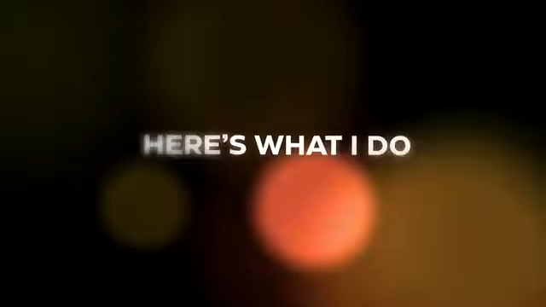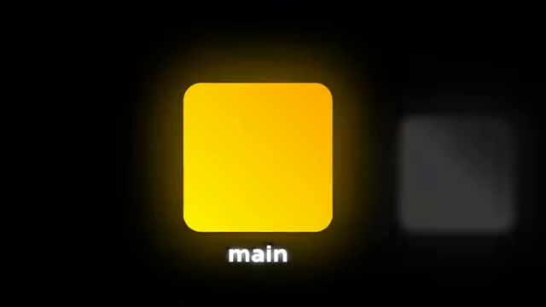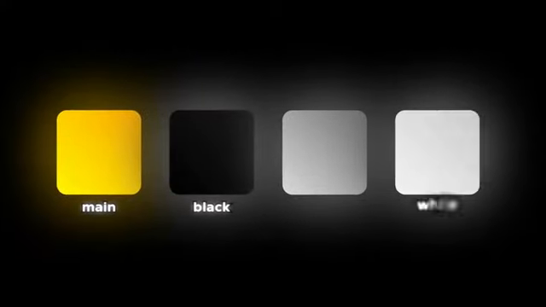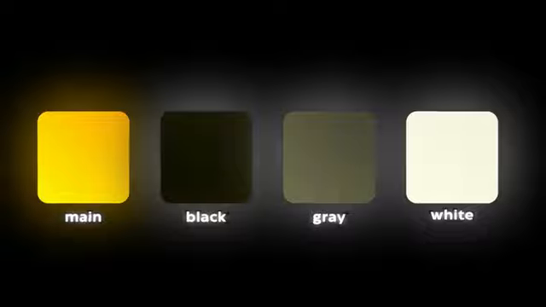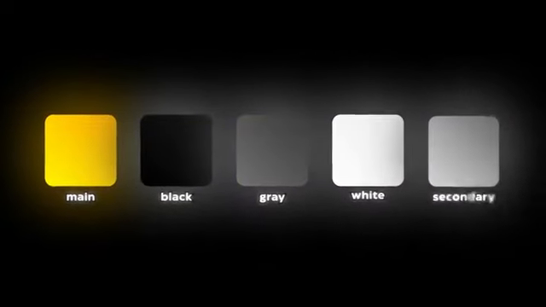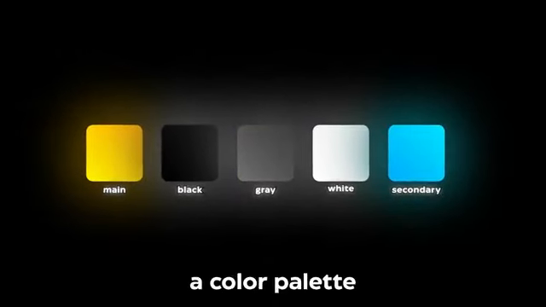So, here's what I do. Take any color you like as your main color. I chose yellow for mine. Then add 3 more. 1 black, 1 white, and 1 in the middle. You can slightly tweak these to match your main color, but I like to keep it simple. And finally, add another color to highlight things. There we go, a color palette.